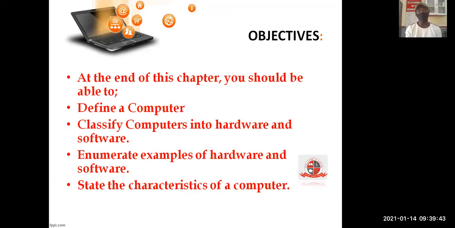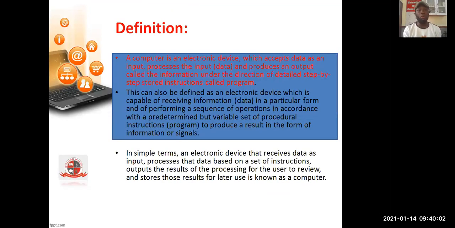So the objectives actually are: one, we define what a computer is. Objective two, we classify computers into hardware and software. We maintain that from 7. Objective three, we enumerate examples of hardware and software. And objective four, we state the characteristics of a computer. Let me take this off so that you can hear me clearly. All right, so what's a computer?